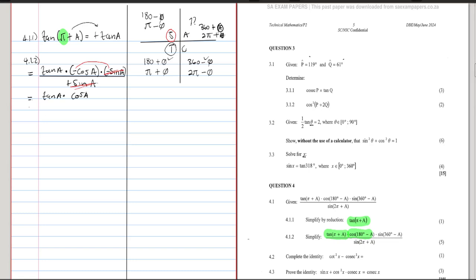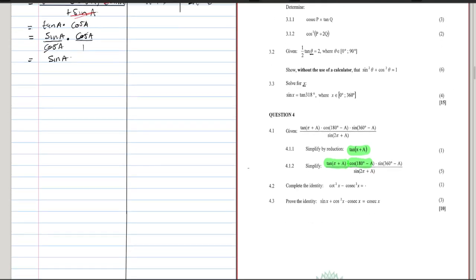And we need to convert the tan, right? The tan is an identity. We can change this to sine a over cos a multiplied by cos a over 1. This cancels out. I'm now left with only sine a. Okay, surprisingly this is a short question.